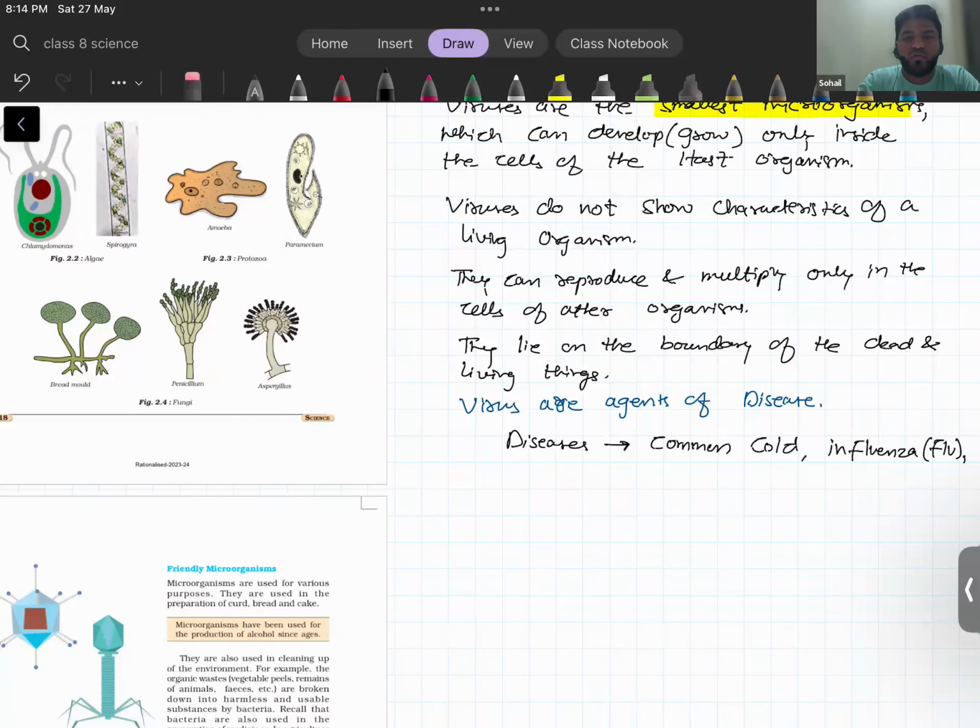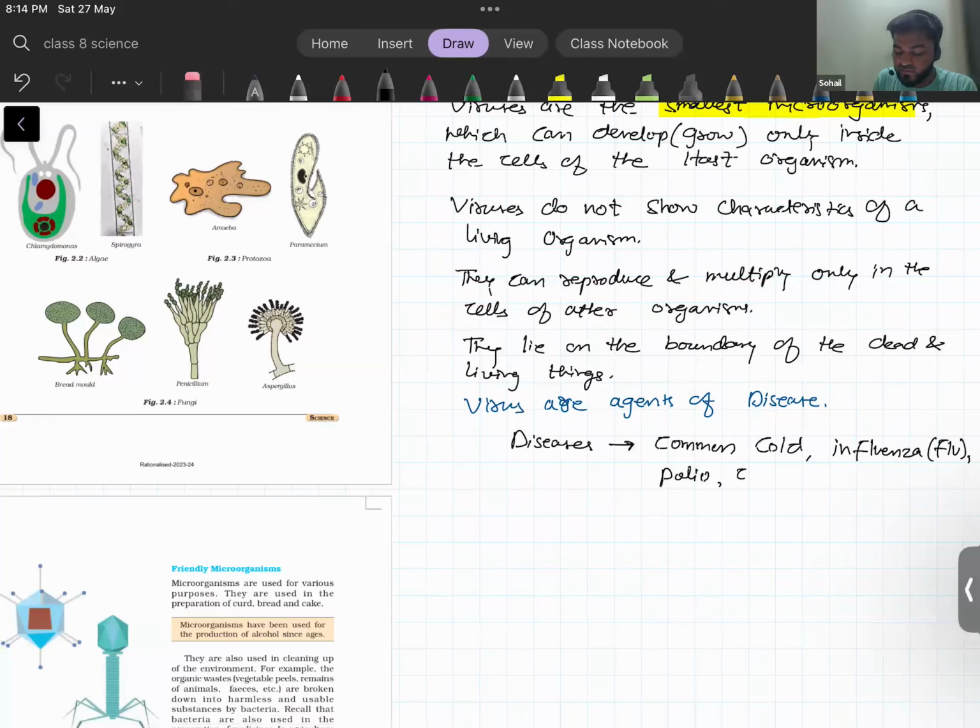Earlier there was a disease widespread in parts of India called polio. Polio drops were given to babies under one year of age. Polio is also spread by a virus. Chickenpox and smallpox are also spread by different types of viruses. Is plague also a virus? Yes, it is also spread by viruses.